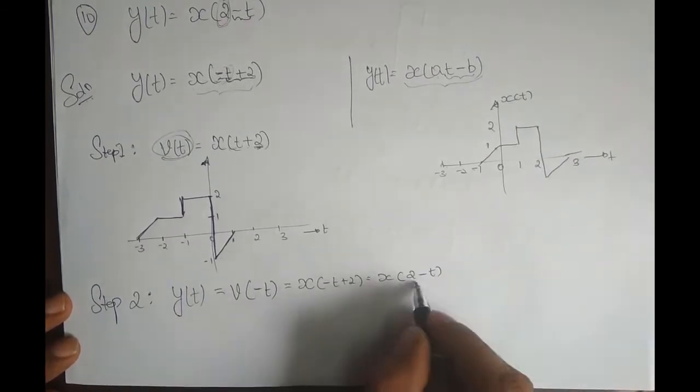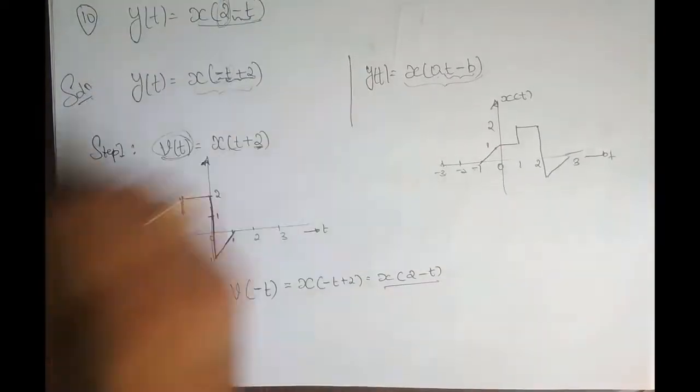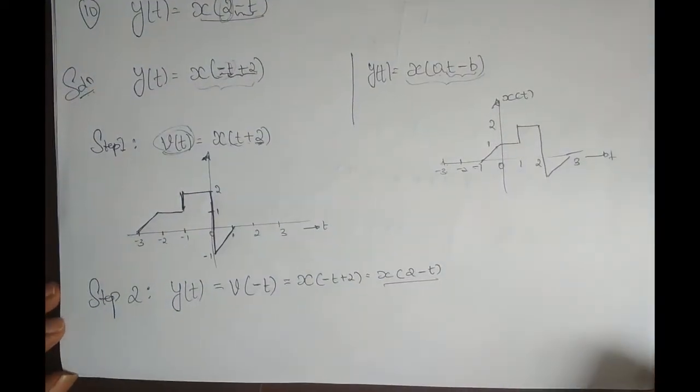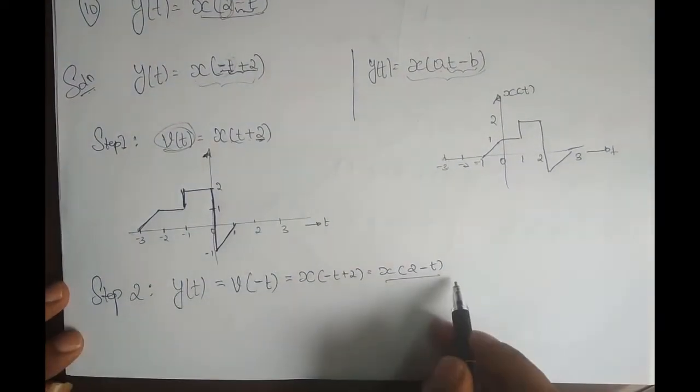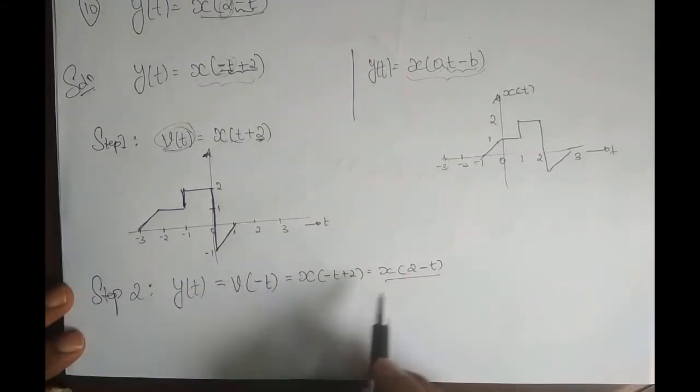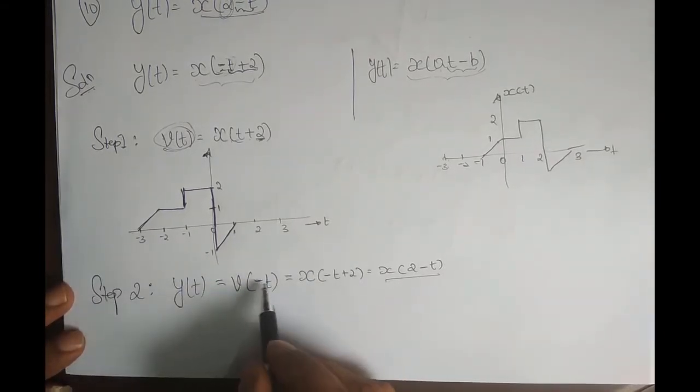I can rewrite this equation. So this is what I want, x of 2 minus t. Now I did not sketch it. This is how it looks mathematically, but graphically, what I need is v of minus t.